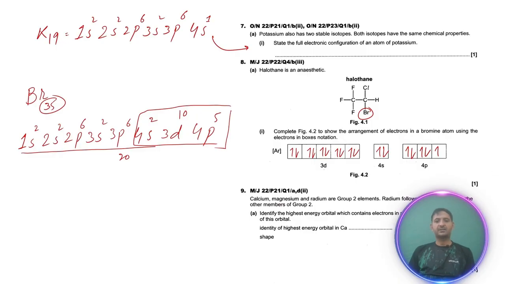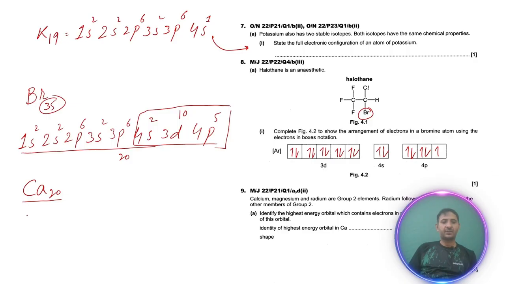Okay. So calcium, magnesium and radium are group 2 elements. Radium follows the same trend as the other members of group 2. Identify the highest energy orbital which contains electrons in a calcium atom. Now we have to find the highest energy. The lowest one is 1s, so now we will find the outermost shell. It is calcium, so what is the atomic number of calcium? I think it is 20. Yes. Now I need to write this configuration to figure out which one is at the end.